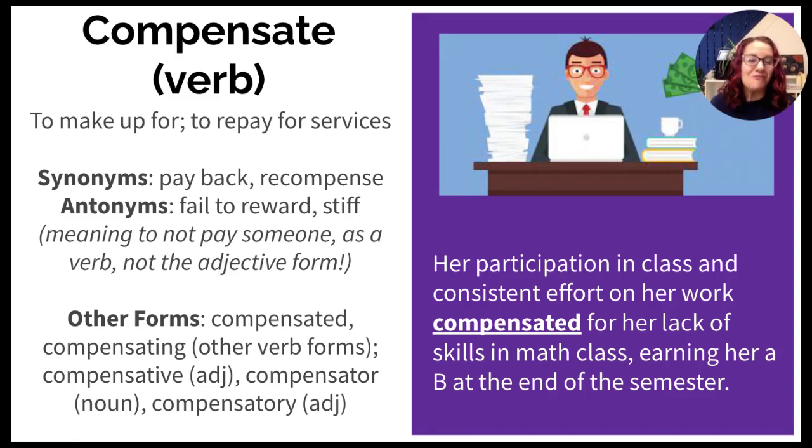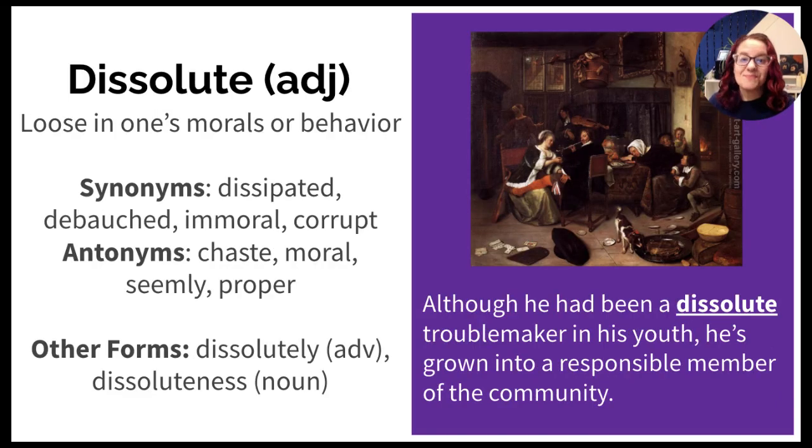So in the picture right next to my face, you can see that the man is being given money. He is being compensated for something, maybe his work, maybe something else that's going on. But my sentence uses the make up for definition. So her participation in class and consistent effort on her work compensated for her lack of skills in math class, earning her a B at the end of the semester. So because she's bad at math, she compensates by participating, always doing her homework, studying as much as she can so that she can still end up with a good grade at the end of the semester. So it's not always money.